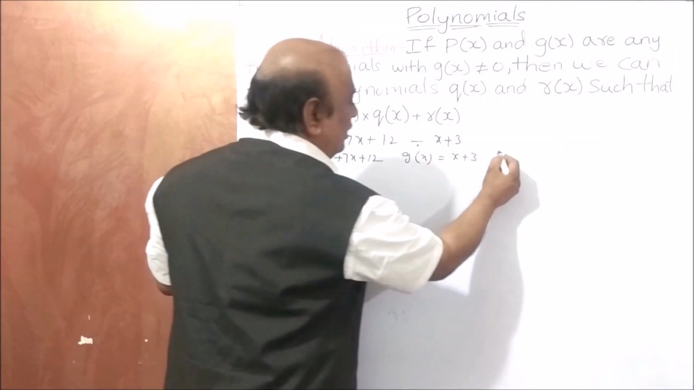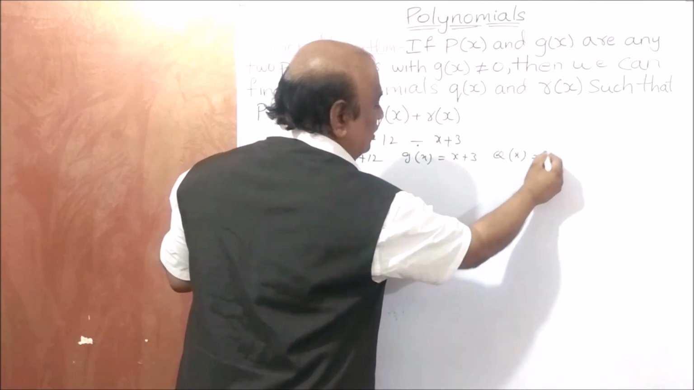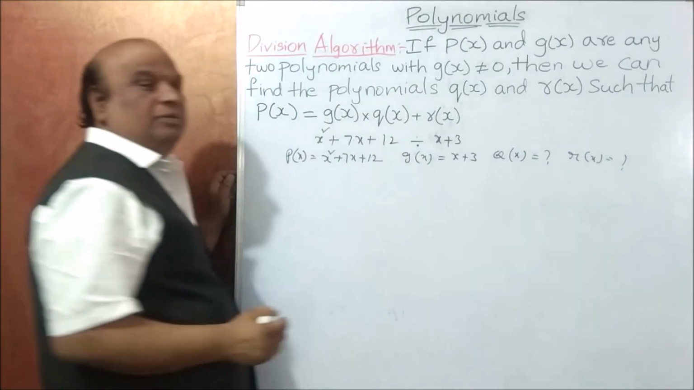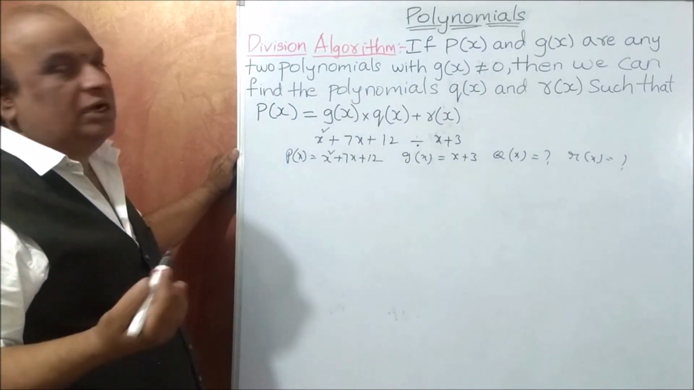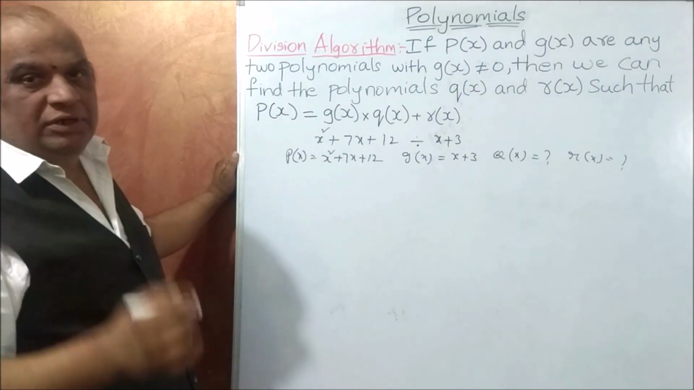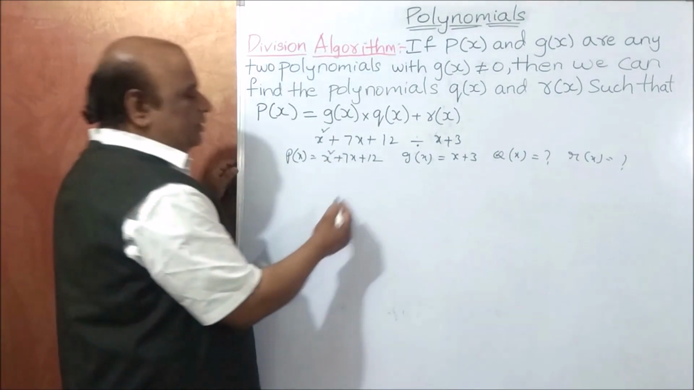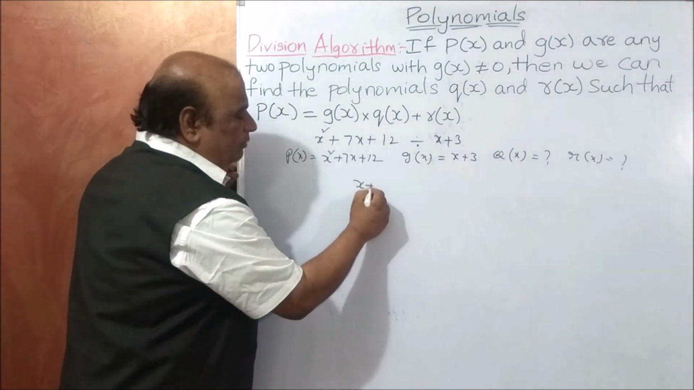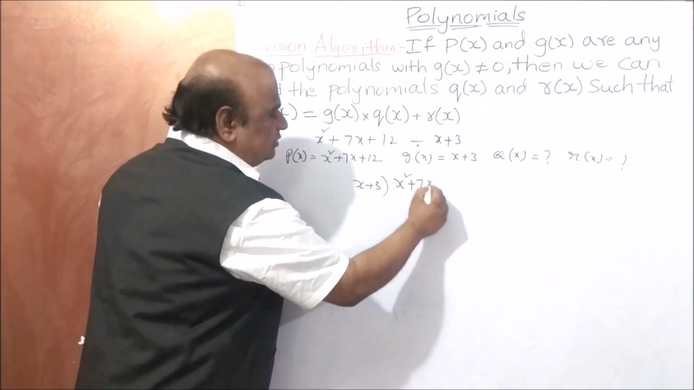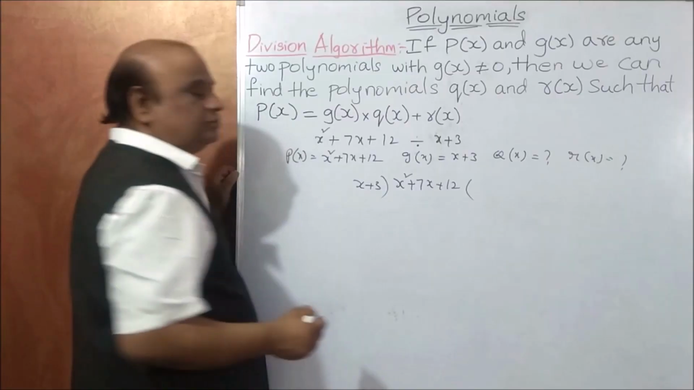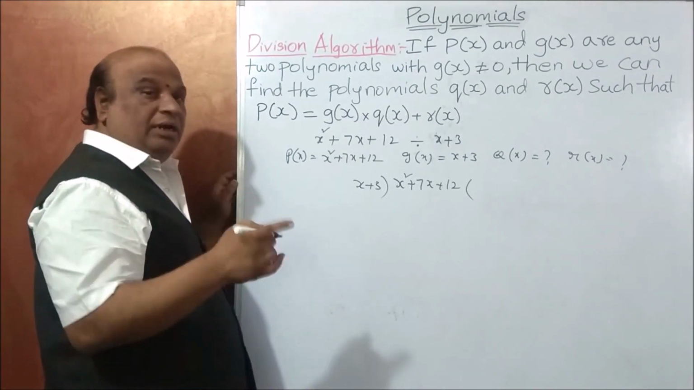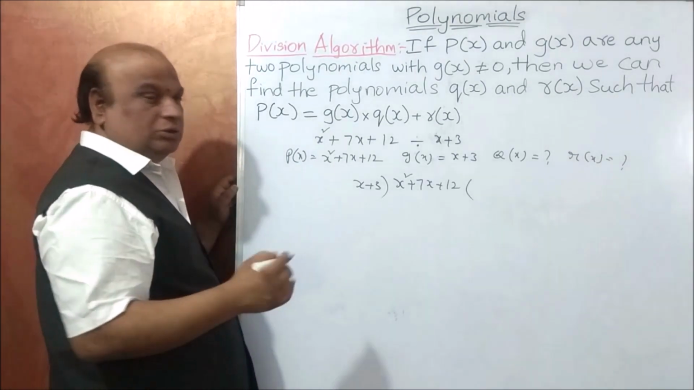Now we have to find Q of x is equal to how much, and R of x how much? How to find Q of x and R of x now? By using the long division method. Once, I will show the long division method here. x plus 3 into x square plus 7x plus 12. Now you observe this division. Already we did it in 9th class and 8th class also.